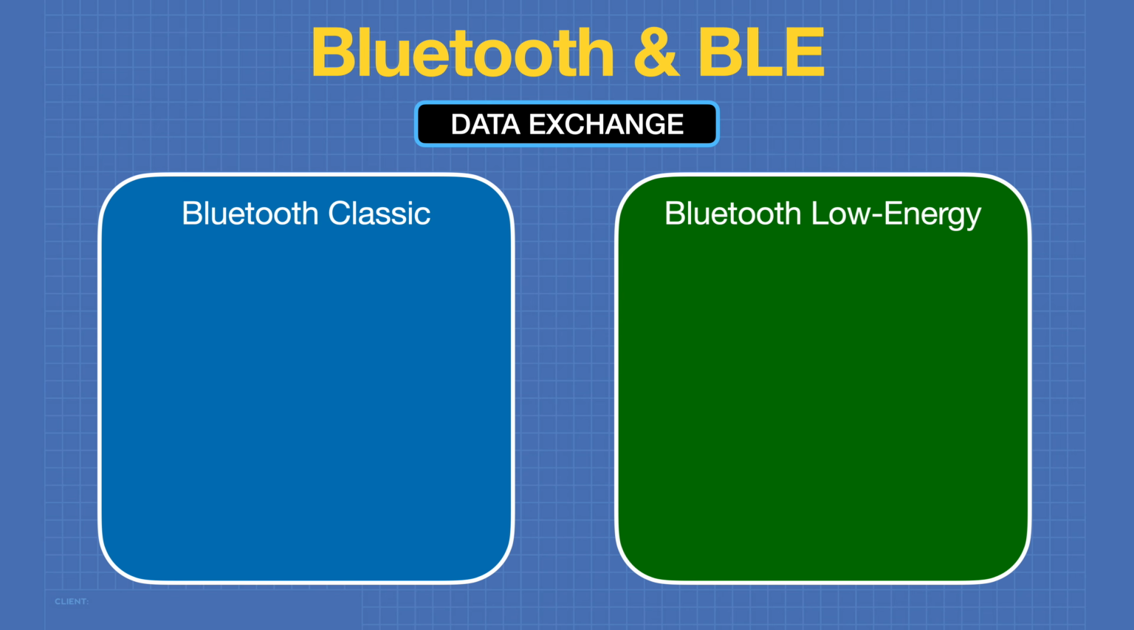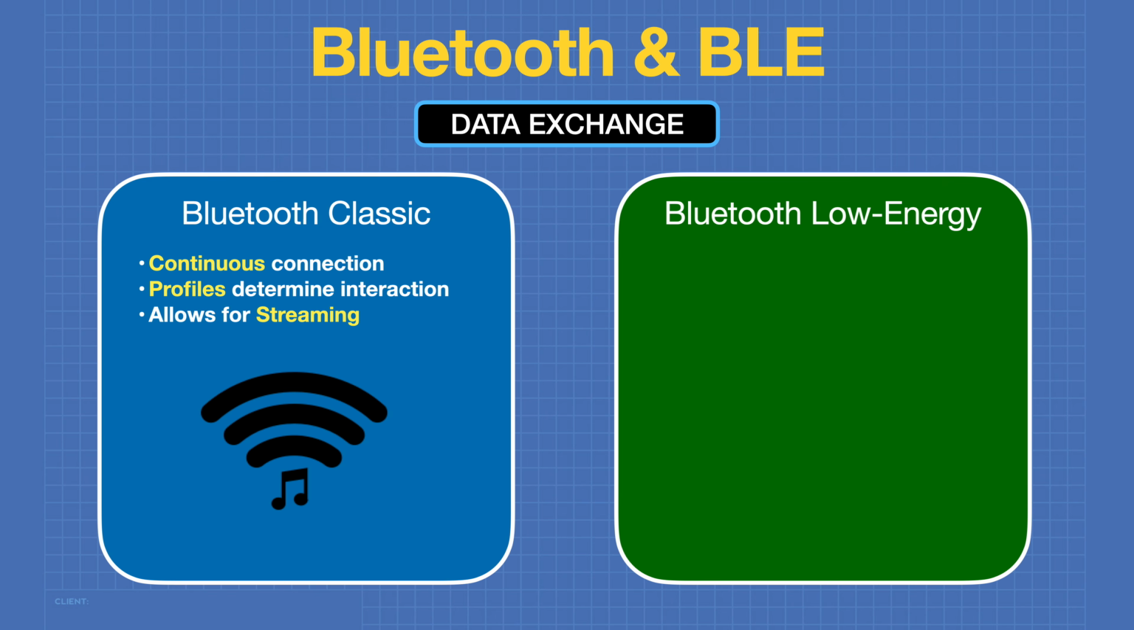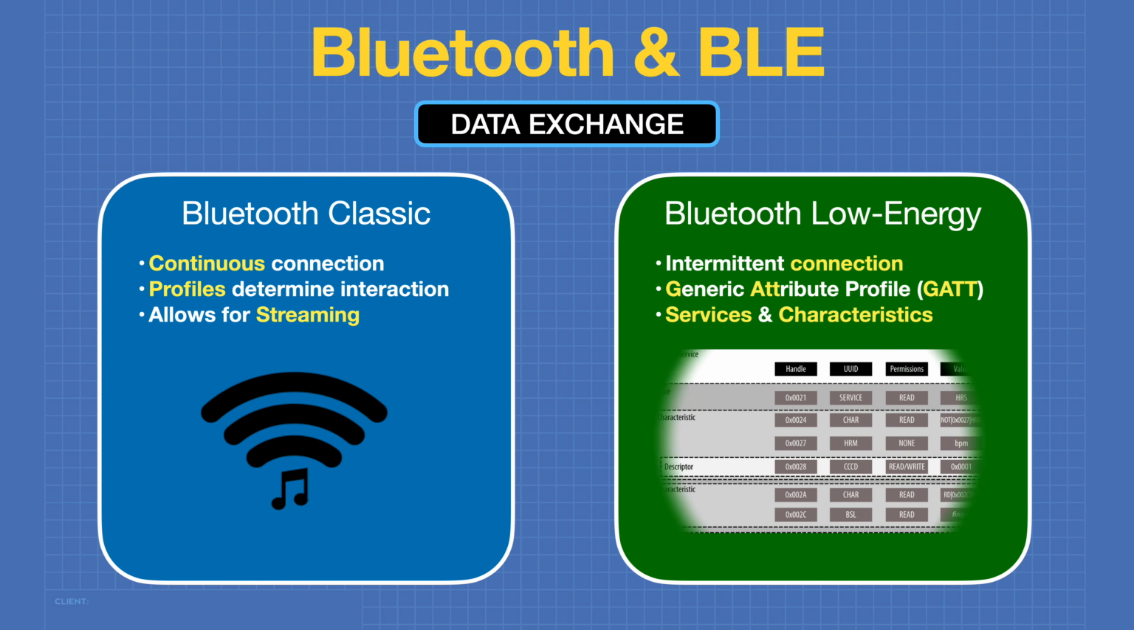In Bluetooth Classic, there is a continuous connection between devices. Bluetooth profiles are used to determine the interaction between devices, and we'll be taking a closer look at profiles in a bit. Bluetooth Classic will allow for data transmission and streaming. Bluetooth Low Energy, on the other hand, uses an intermittent connection to save power. It uses one profile called the Generic Attribute Profile, or GATT. BLE makes use of services and characteristics, and we'll be dealing with these later in this video.